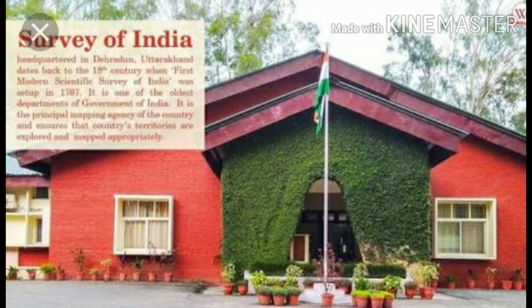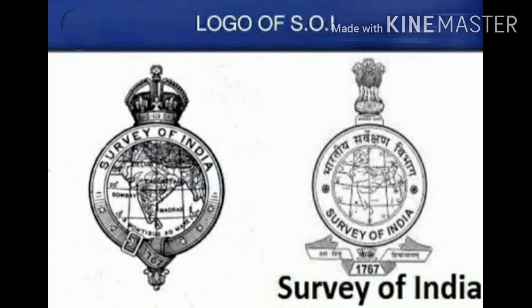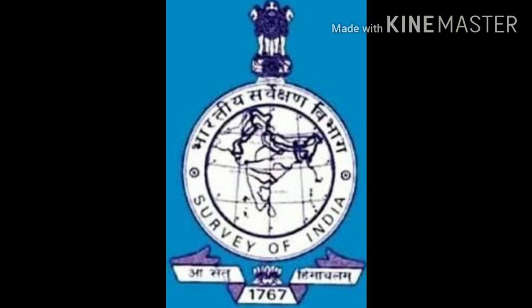The Survey of India is the foremost map making institute in India. It was established in 1767. This institute has made a large number of topographic maps of the Indian subcontinent on various scales by conducting field surveys. These maps are known the world over for their accuracy. The institute's headquarters are in Dehradun in Uttarakhand.